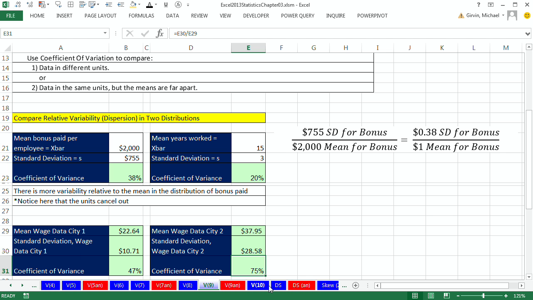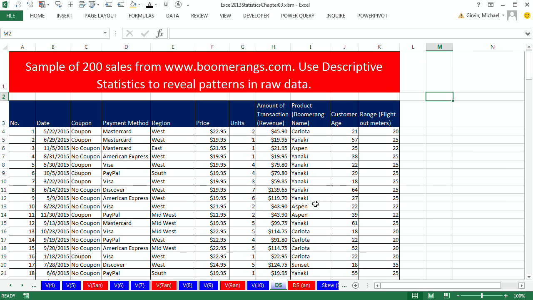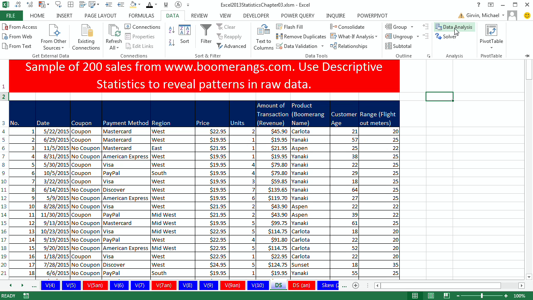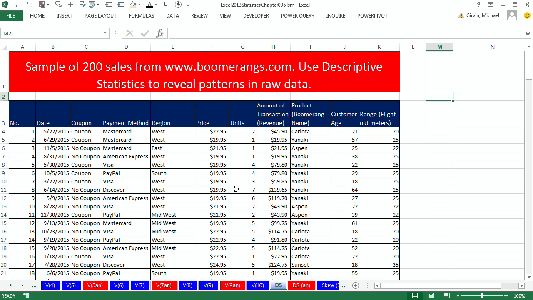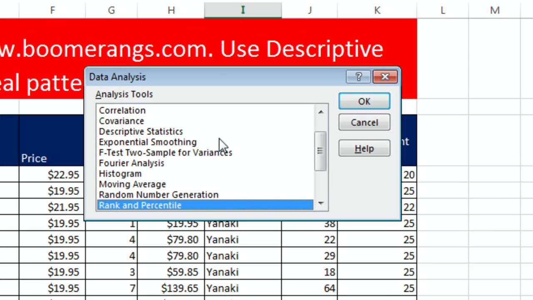I want to go to the sheet DS. Now, here is a data set we used last chapter when we were building histograms. I'd like to use data ribbon over in Analyze and data analysis to get to the descriptive statistics feature, which will quickly calculate a bunch of measures for us. So I'm going to go ahead and do it. Data, analysis group, data analysis. And there it is, descriptive statistics.